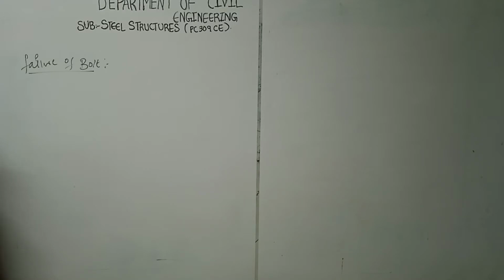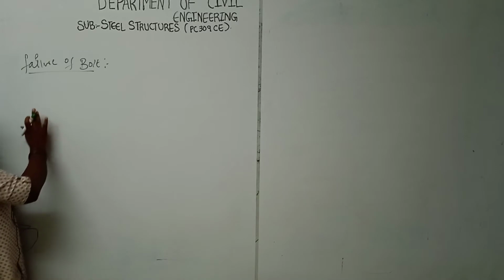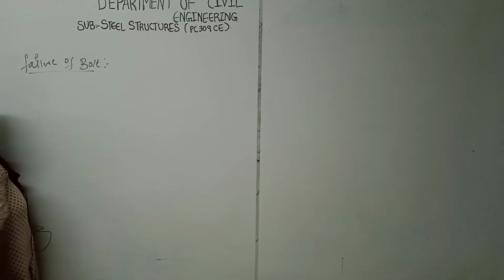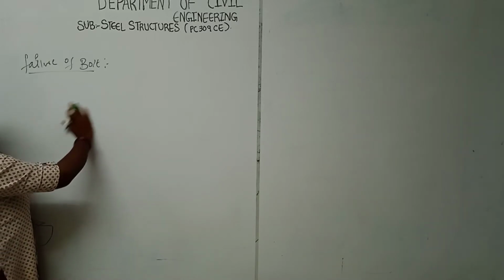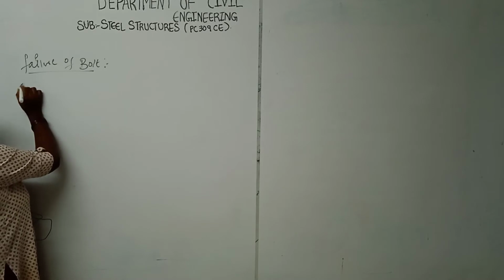In previous classes we have studied the different types of connections. Now we will study how the designing will be done, and for which types of failures we will be designing. Here you will have failure of bolts and failure of plates. For failure of bolts you will have two terms.